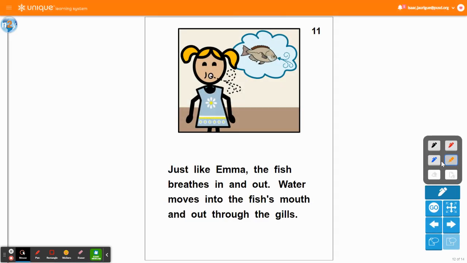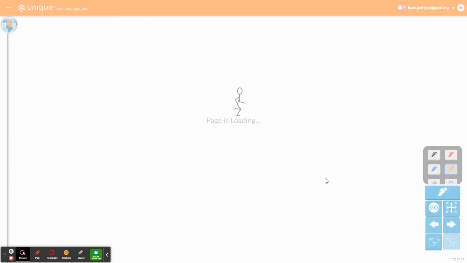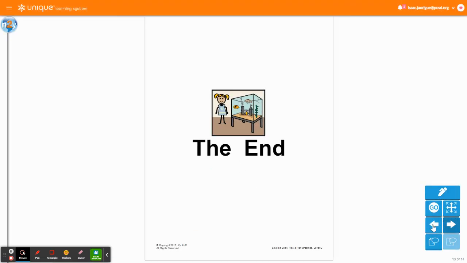Just like Emma, the fish breathes in and out. Water moves into the fish's mouth and out through the gills, just like Emma's breathing. The end.